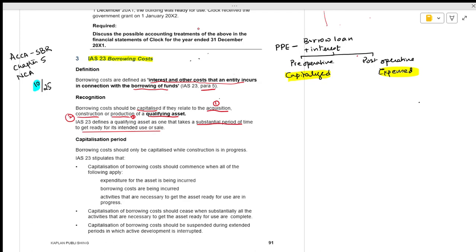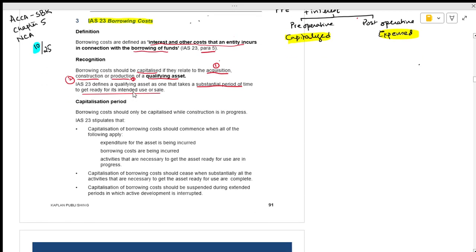When you are talking in terms of construction, it takes time. When you are talking in terms of production, it will take time. It does not happen instantly or spontaneously. This is very important; they will test us. What is the capitalization period, when it should be capitalized and when it should not? There are very clear instructions. We have done this in F7 financial reporting; the same concept, now an extension of that.